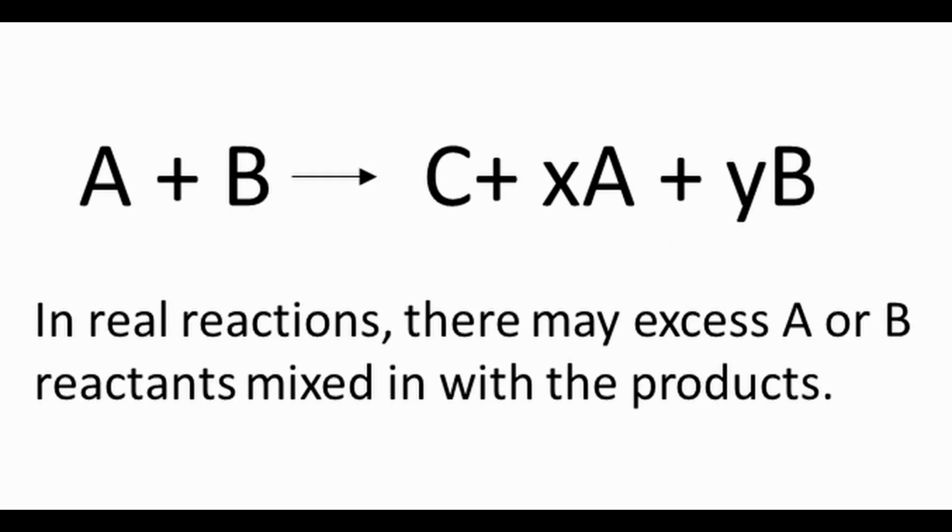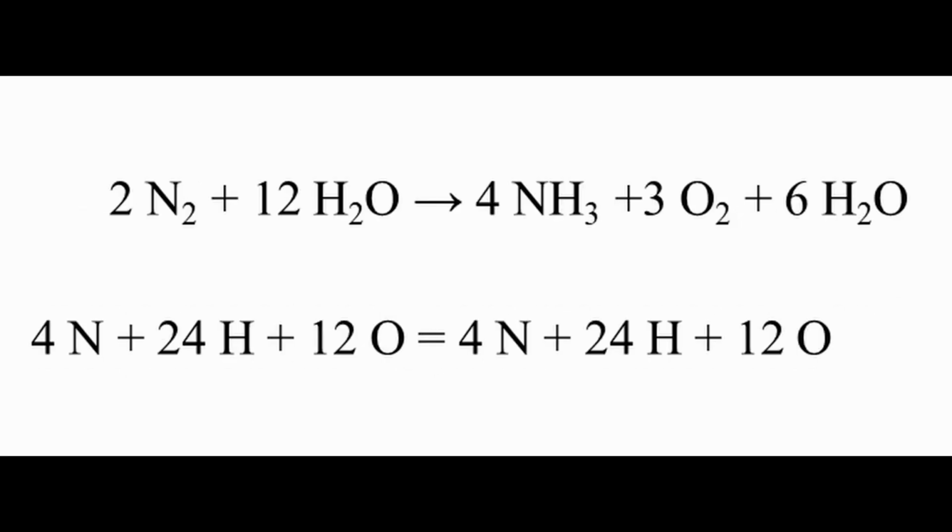In real chemical reactions, the amounts of reactants used up depend on the temperature and the original mixtures of reactants. We can think of cases where there's too much of one reactant and not enough of a second reactant, and the result will be leftover reactant. For example, if we add too much water to the ammonia reaction, the result will be leftover water.